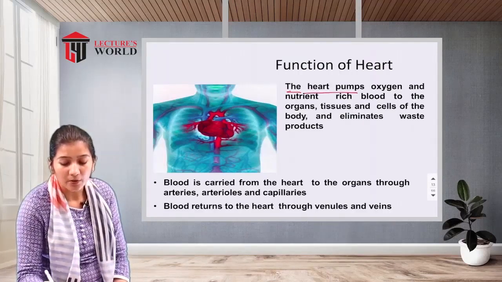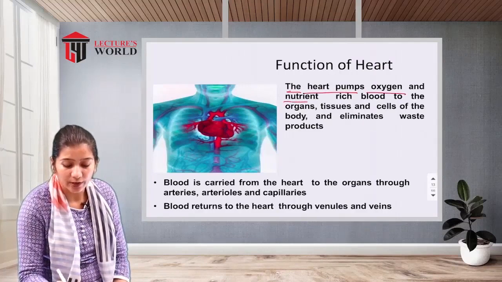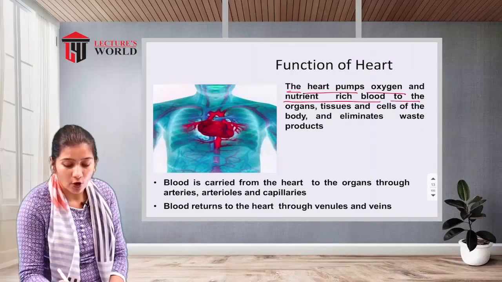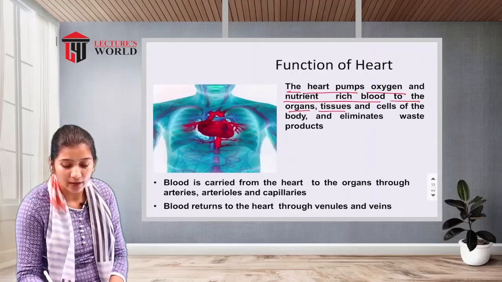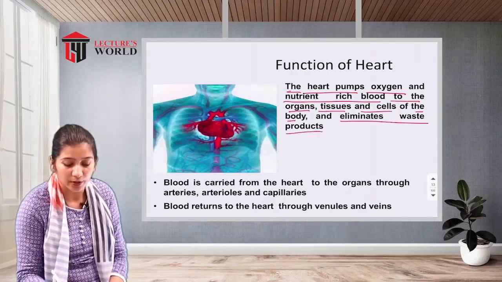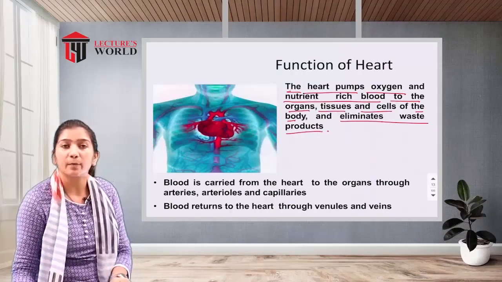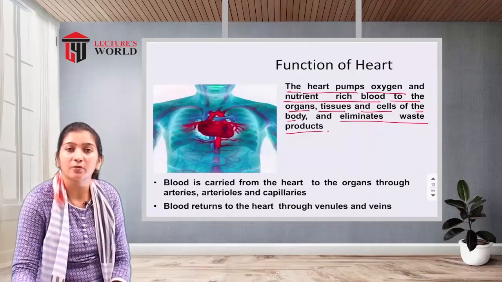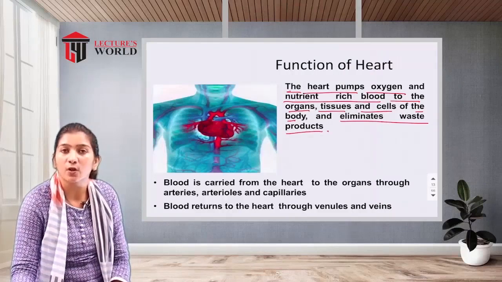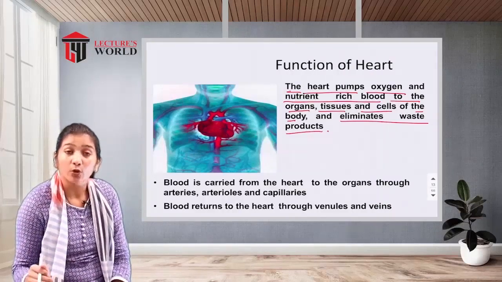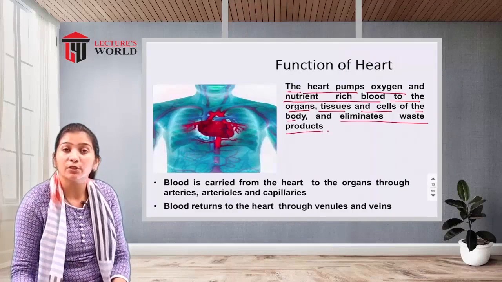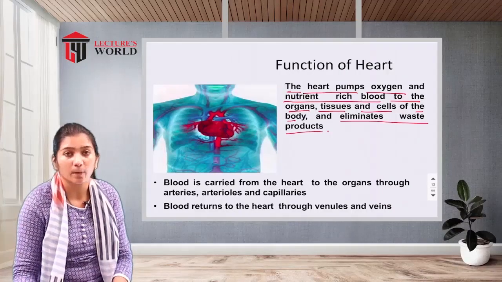The heart pumps oxygen and nutrient-rich blood to the organs, tissue and cells of the body and eliminates the waste products. So the heart is pumping oxygenated blood as well as nutrient-rich blood to all the organs of our body. Moreover, it also eliminates some of the waste products from the blood.